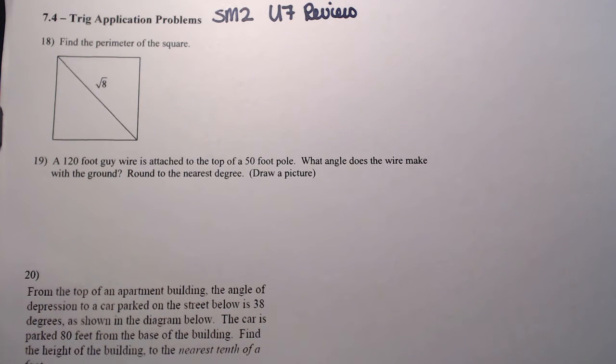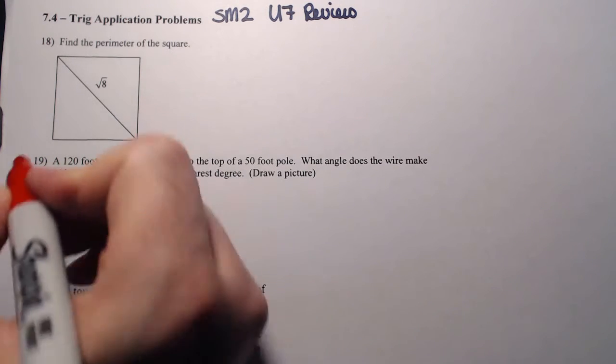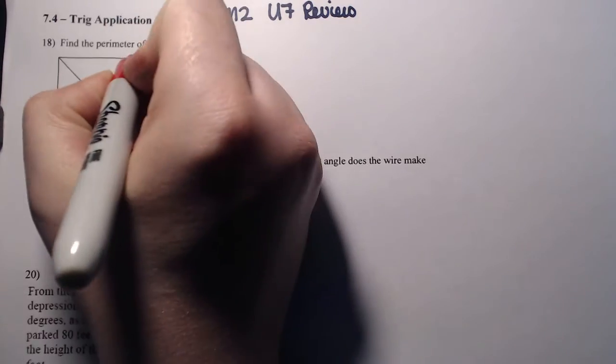This is Secondary Math 2, Unit 7 review. This is the 4th section. So we're going to find the perimeter of the square. Now, how this relates to our unit is the fact that we know when you have a square, these angles are 90 degrees.